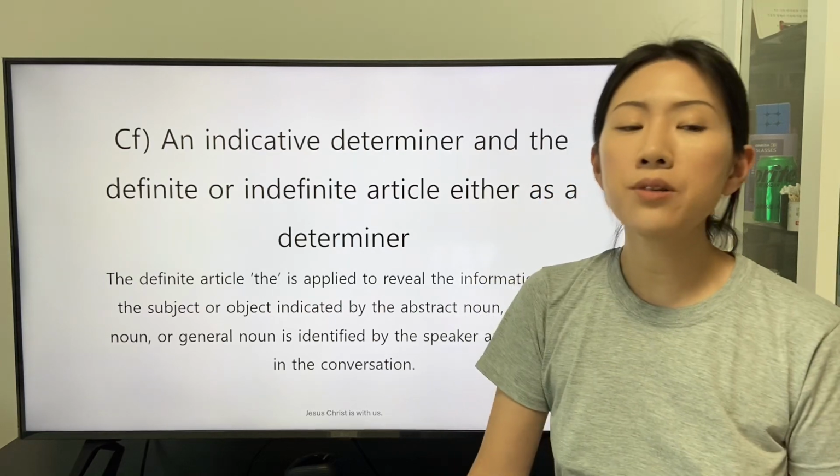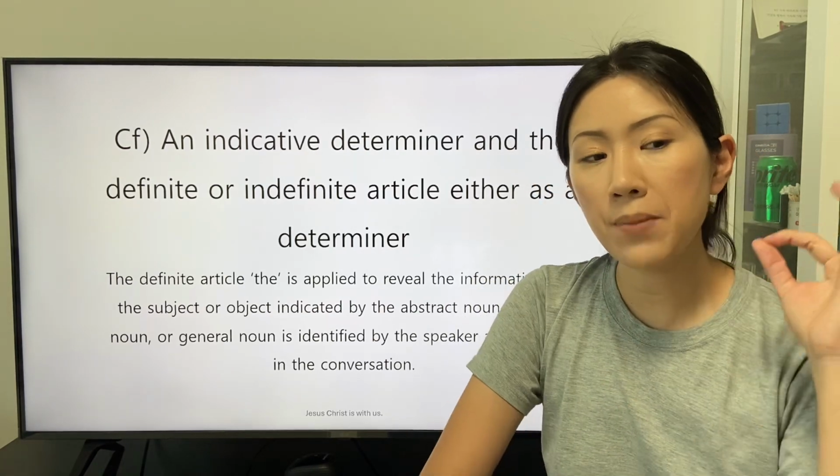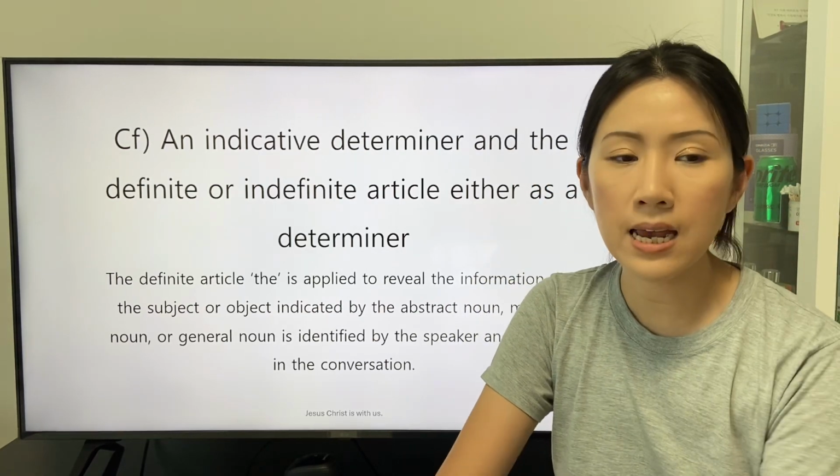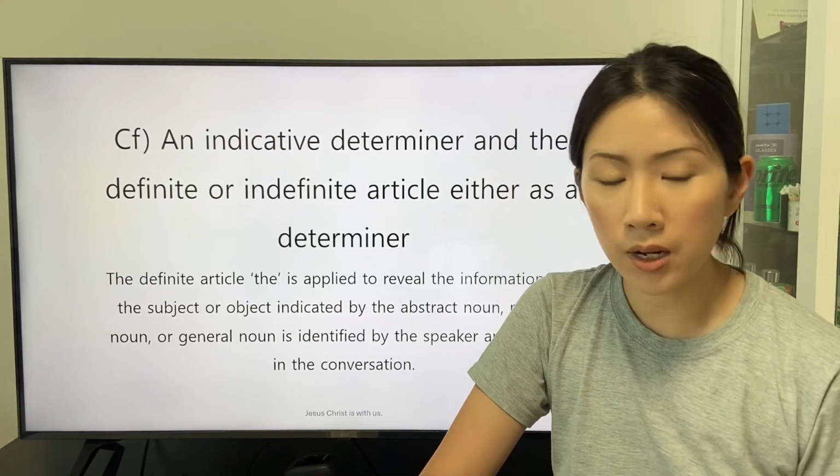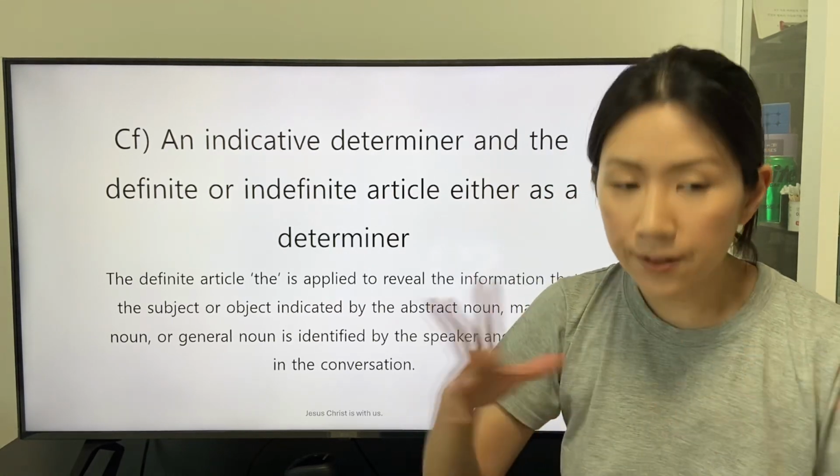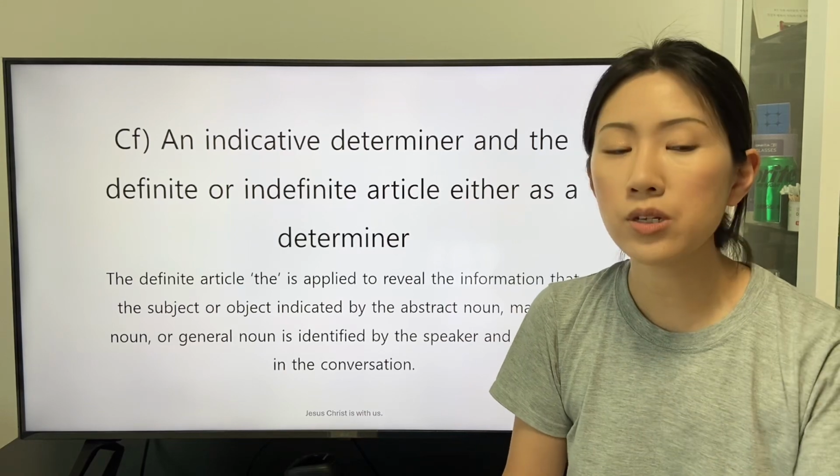The definite article the is applied to reveal the information that the subject or object indicated by the abstract noun, material noun, or general noun is identified by the speaker and the listeners in the conversation.